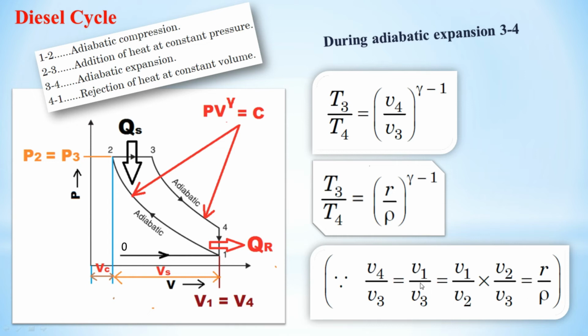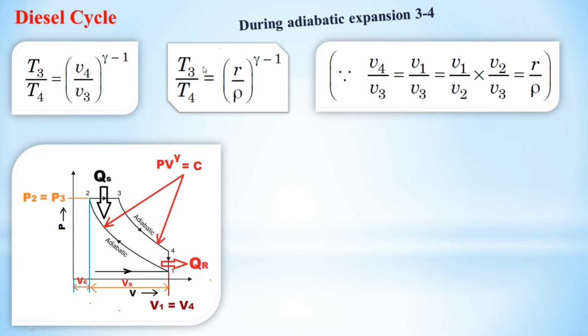Put the value of V4 by V3 equals r upon rho here. So T3 by T4 equals r upon rho raised to gamma minus 1. This is our equation: T3 by T4 equals r upon rho raised to gamma minus 1.